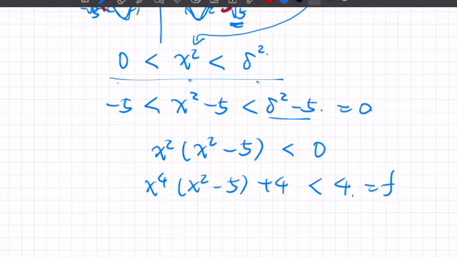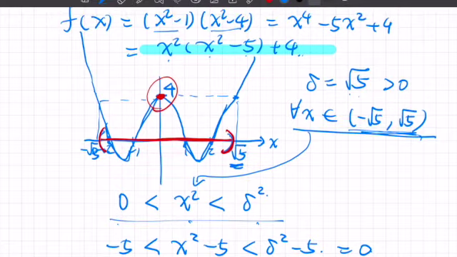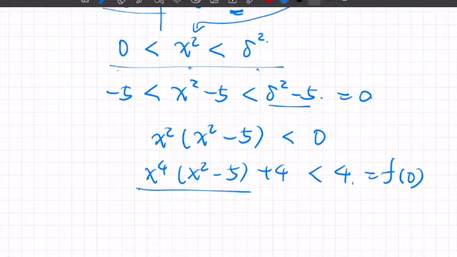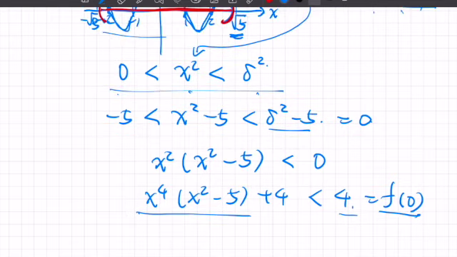But 4 is the value of f at 0. So for any x within the interval between negative square root of 5 and positive square root of 5, the value of the function is always less than 4, which is the value at exactly 0. I mean, as long as x is not equal to 0, of course. Therefore, according to the definition, f of 0 is a local maximum, and x equal to 0 is the corresponding local maximum point.